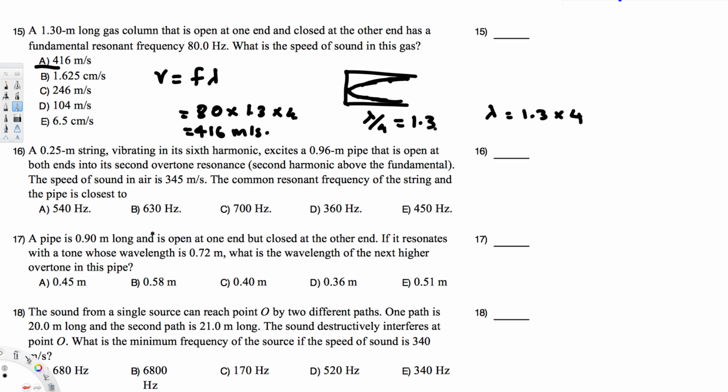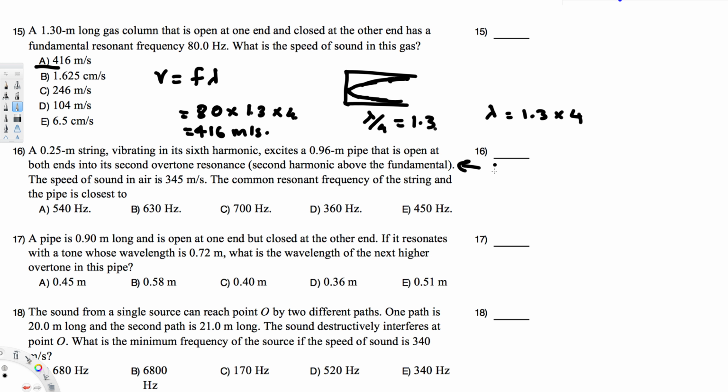Okay. Let's look at the second question. A 0.25 meter string vibrating in its sixth harmonic excites a 0.96 meter pipe that is open at both ends into its second overtone resonance, the second harmonic above the fundamental. So second harmonic above the fundamental means the third harmonic, right? Fundamental and two more. So this is the third harmonic.